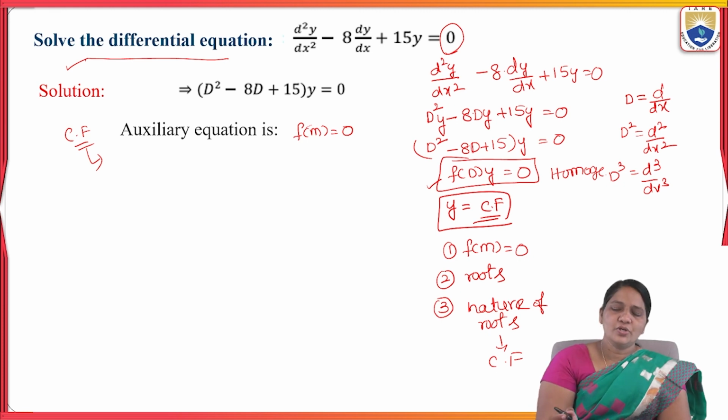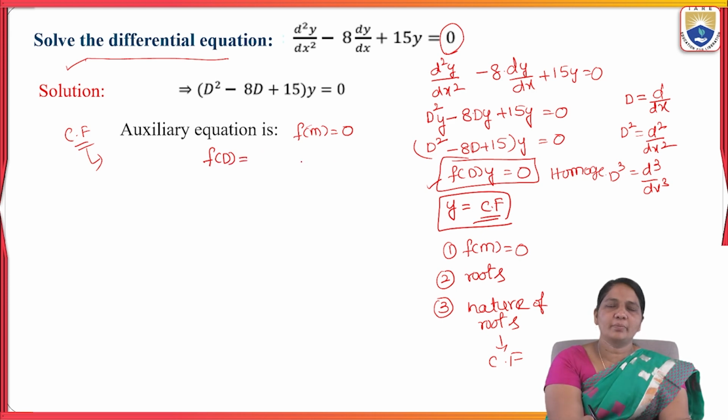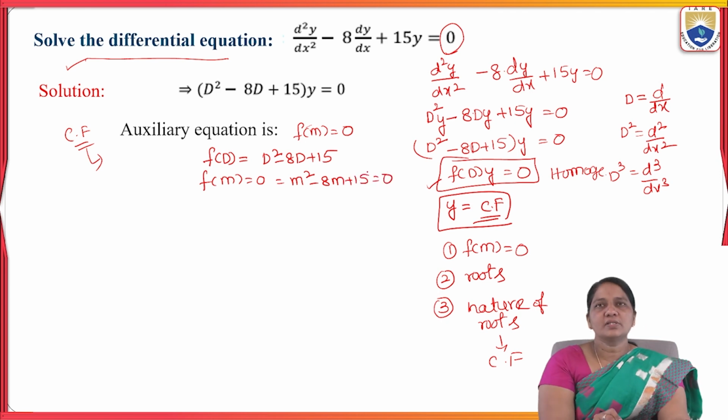homogeneous equation. According to this procedure, first we write the auxiliary equation. f of m equal to 0 means in place of D we have to replace m. So D square minus 8D plus 15 becomes, now f of m is equal to 0. So what is this? m square minus 8m plus 15 is equal to 0.